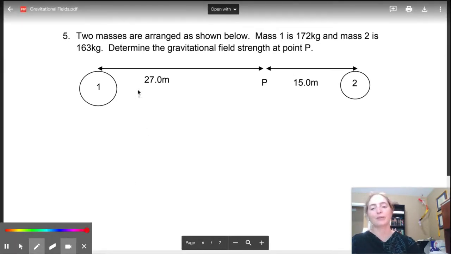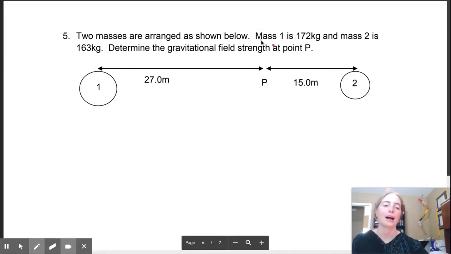Now, this particular question here, ladies and gentlemen, mass 1 is 172 kilograms. And mass 2 is 163 kilograms.